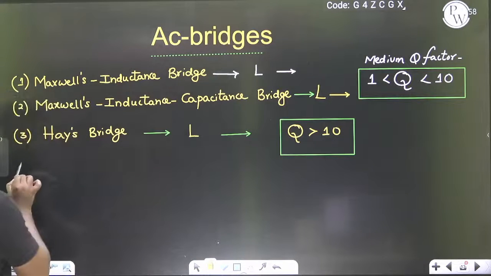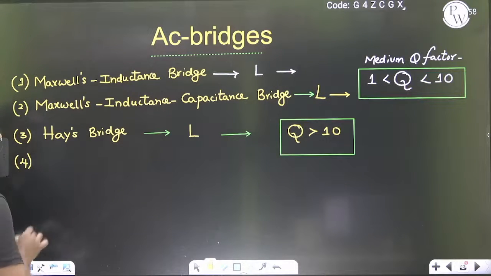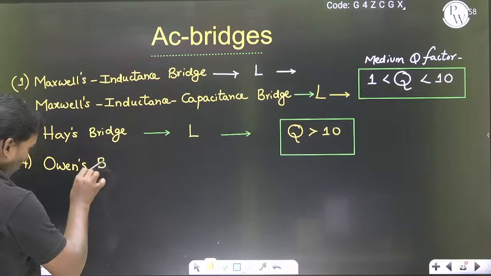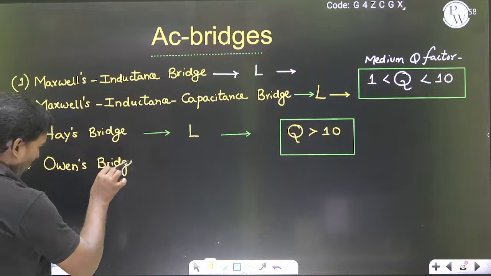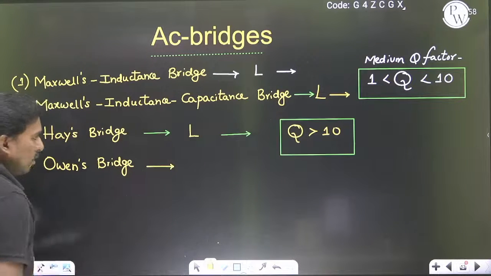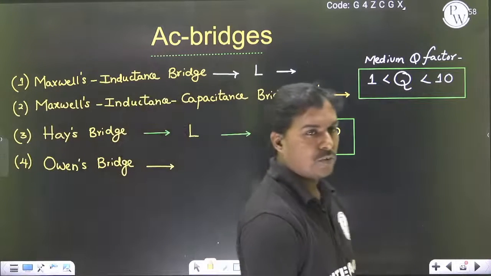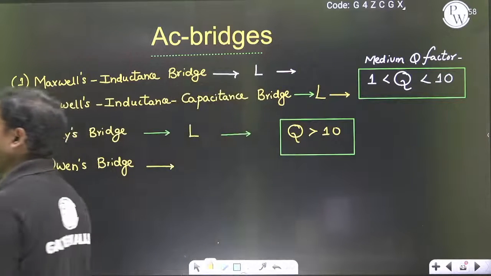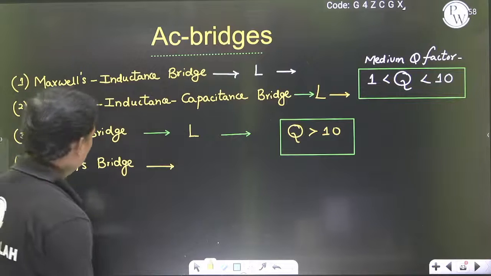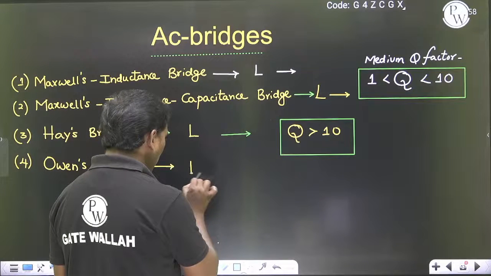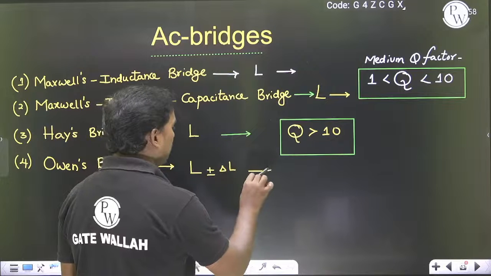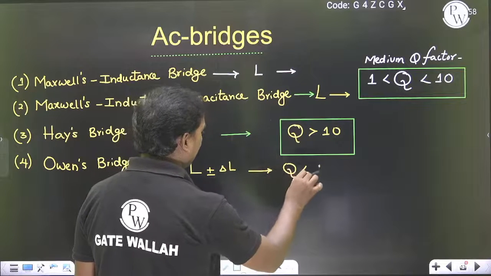The next one comes as Owen's bridge. If you see the Owen's bridge, it is suitable for self-inductance measurement of incremental or decremental. It is also Q factor less than 1.